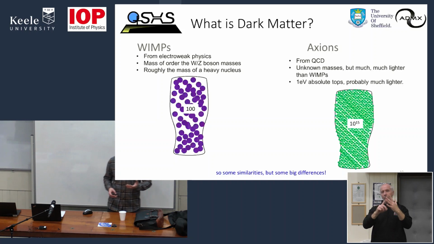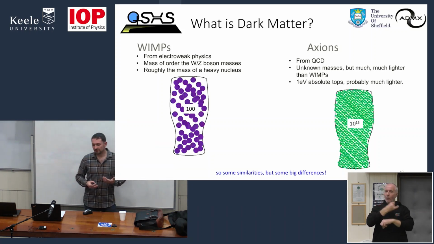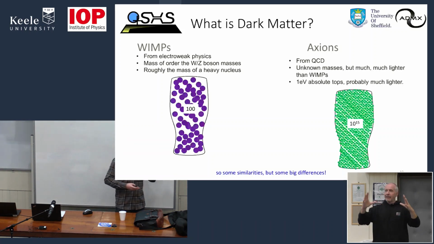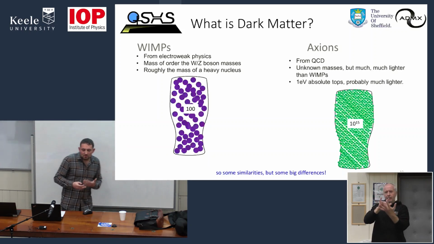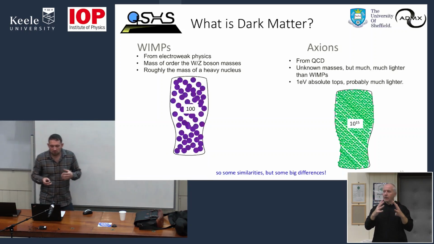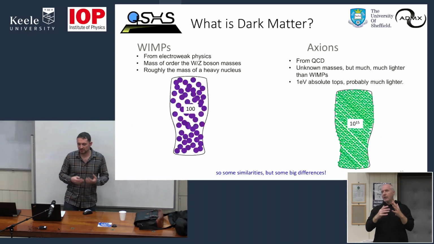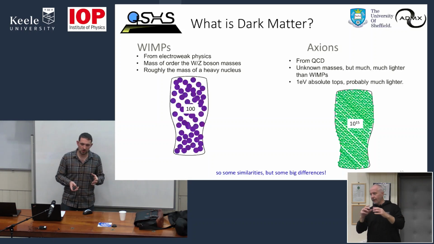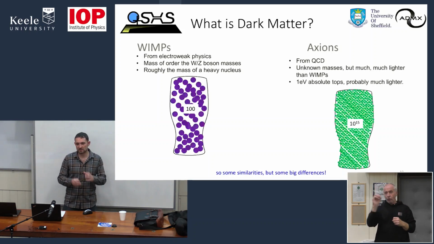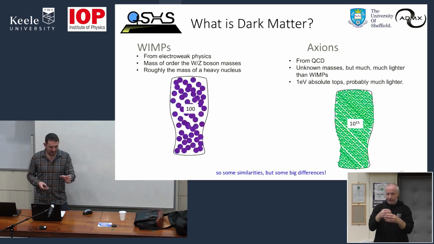They're about the sort of mass of a heavy nucleus. Mass of the W and Z bosons, electroweak physics, where they originate. You'd fit somewhere in the region of about 100 of them in a pint glass. That's sort of the amount, a nice measure. You can sort of imagine a pint glass.